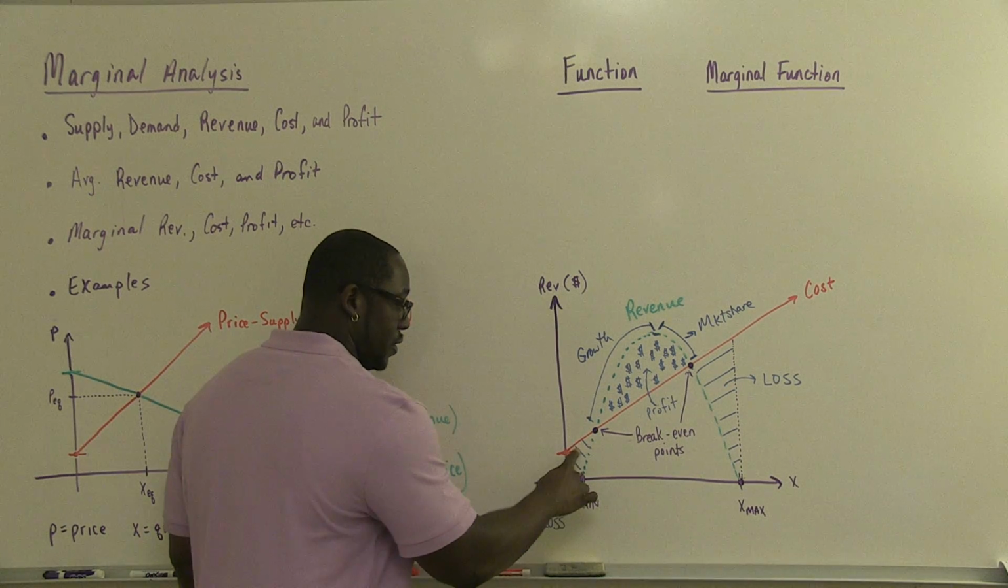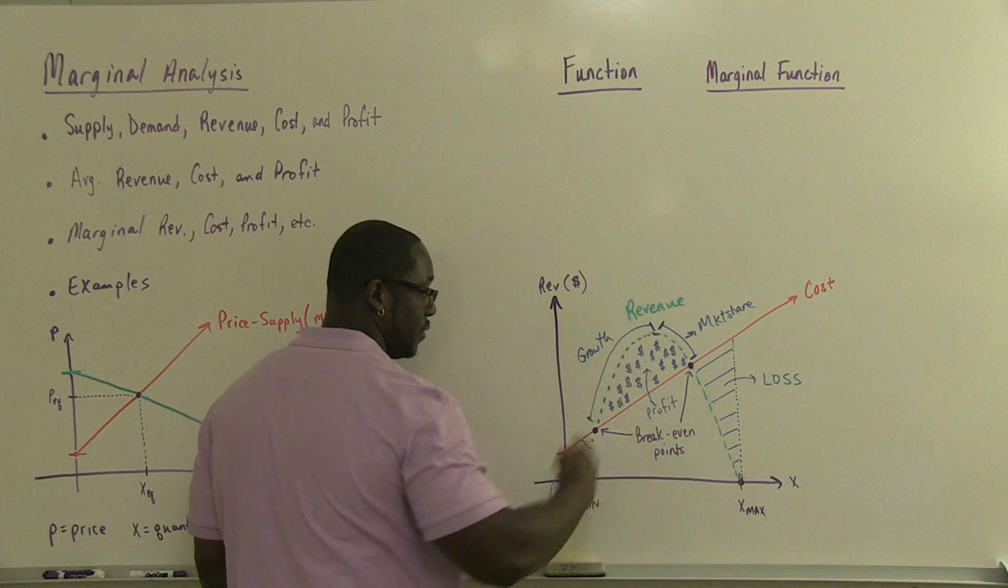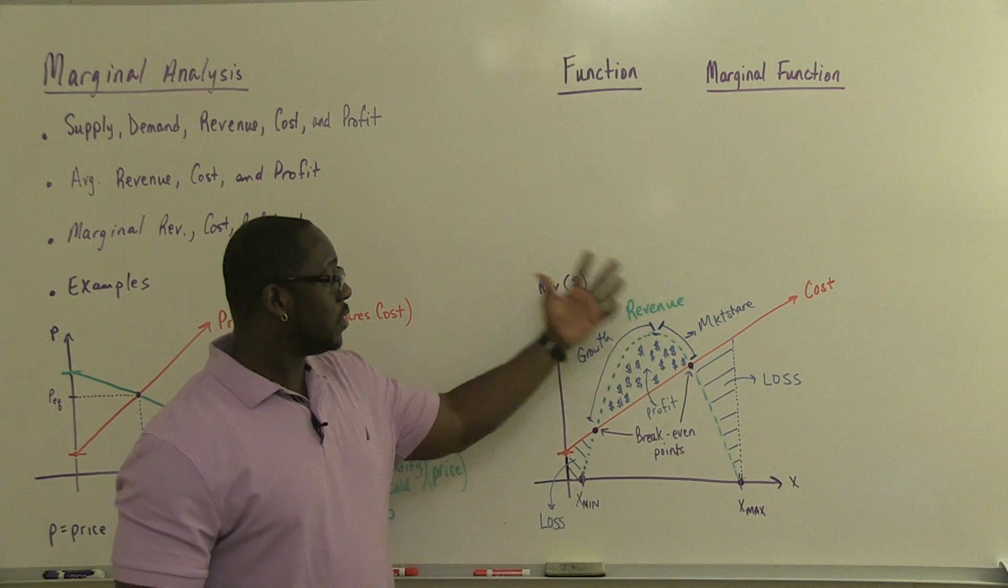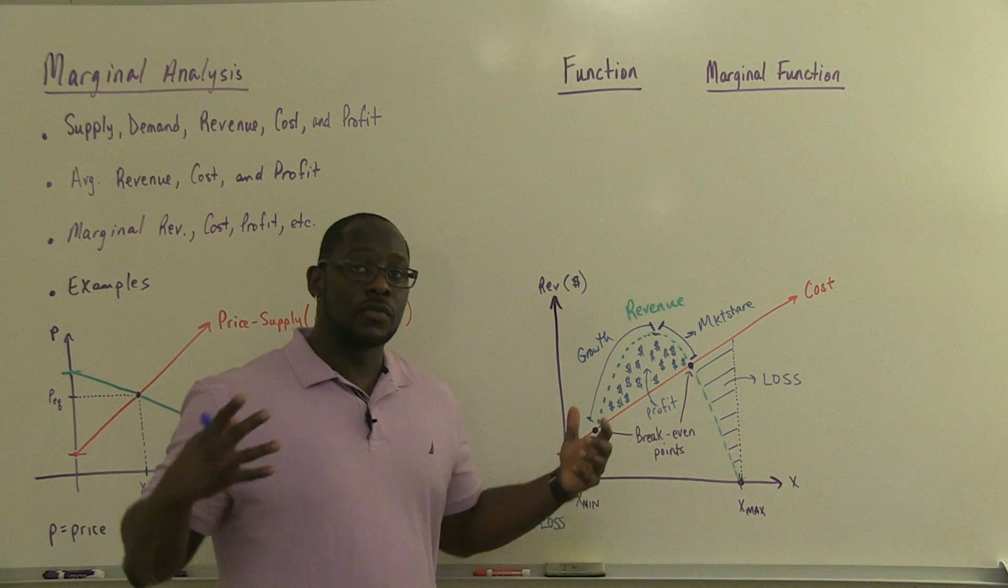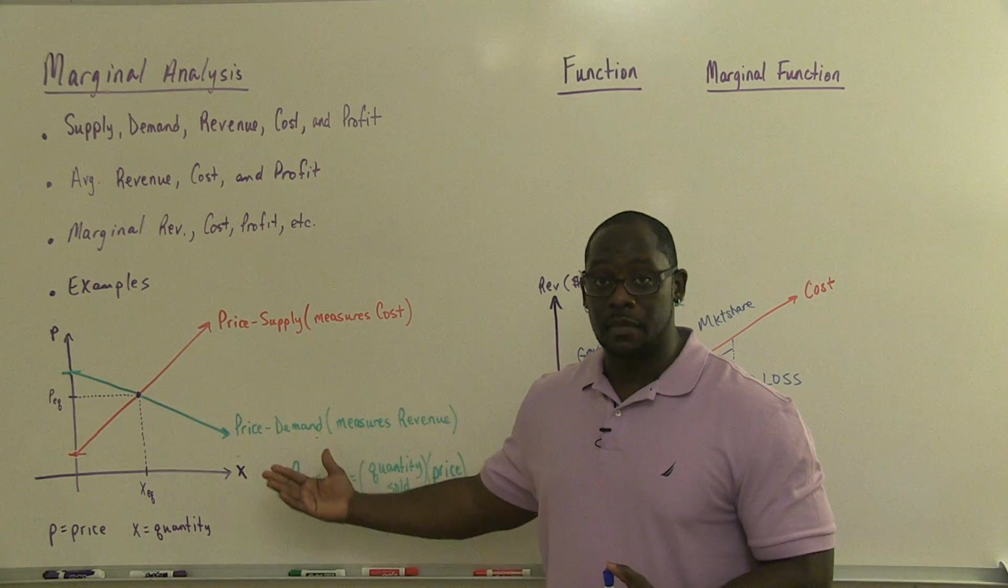Now, we notice here that here and here we have the loss. And of course, there's the profit. And this is how revenue, cost, and profit are all related to one another. And everything goes back to supply and demand.